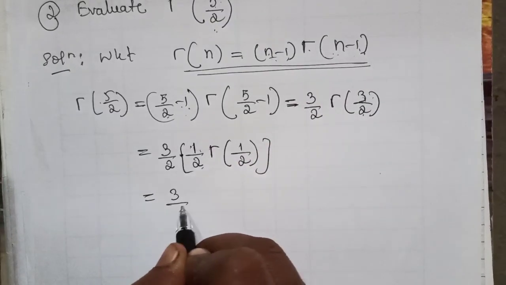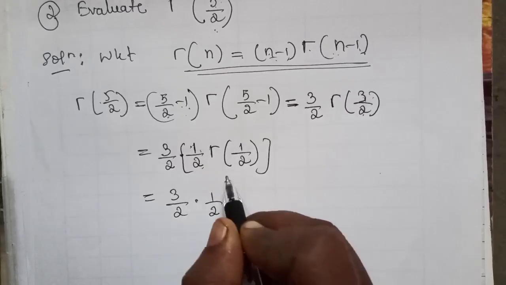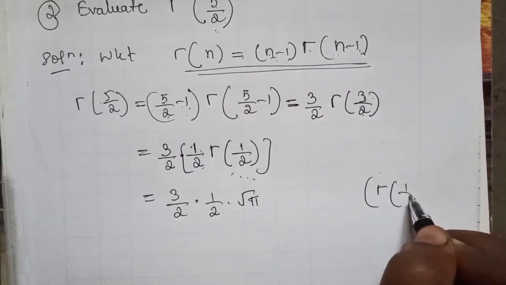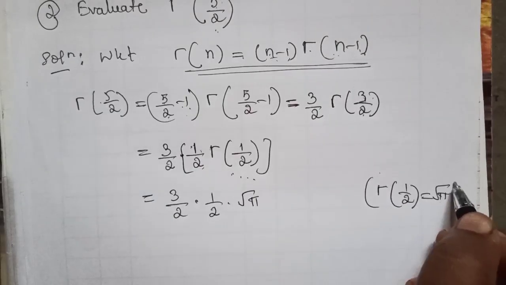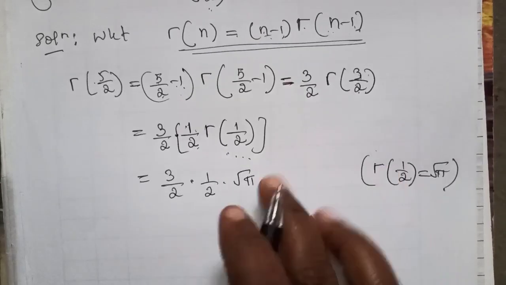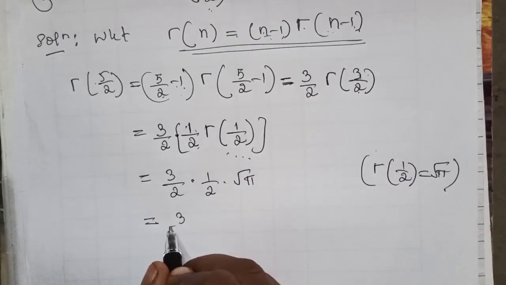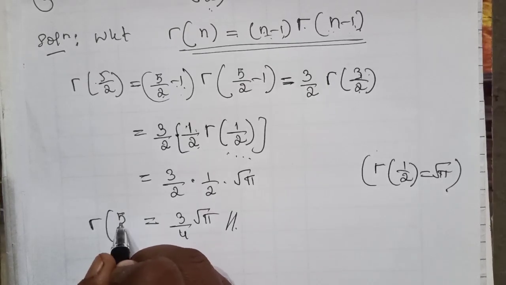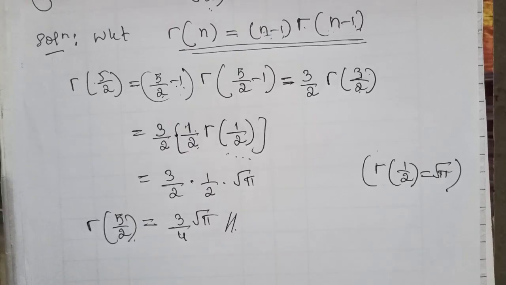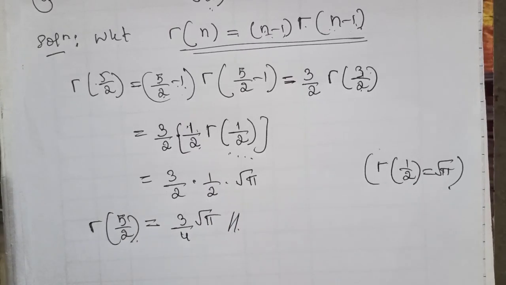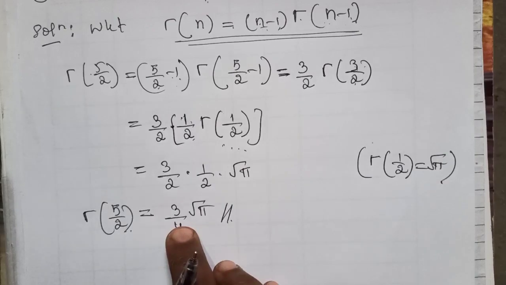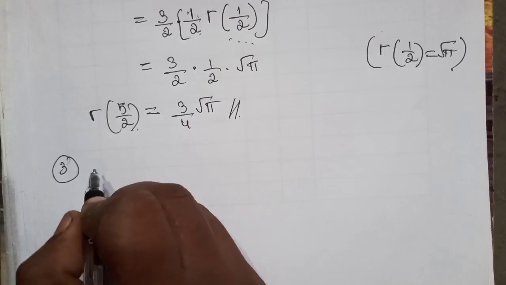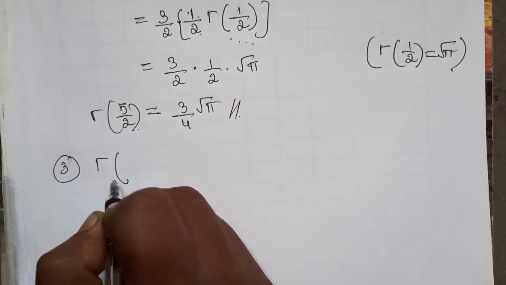So this can be written as 3 by 2 into 1 by 2. We know that the gamma of 1 by 2 value is always root pi, so we use this. Then we get 3 divided by 4 into root pi. So this is the gamma of 5 by 2 value. In the same way, we can solve any problems with positive fractions by using this formula. Next, we consider one example with the negative fraction.